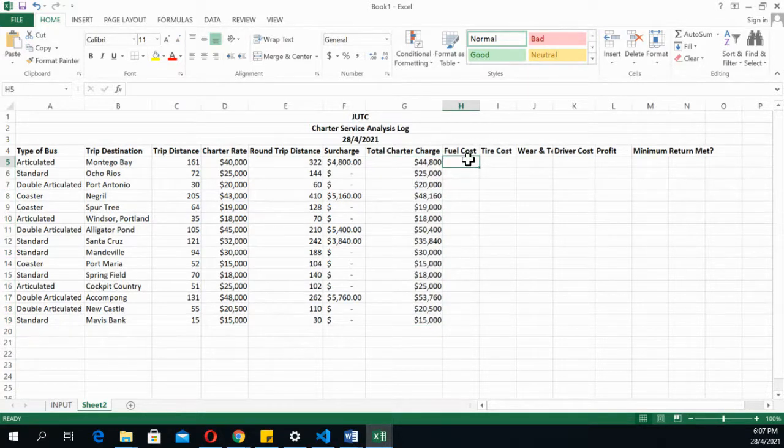Now, fuel costs. How did it tell us to work out fuel costs? What's the formula for fuel costs? Just look quickly upon the document and tell me the formula for fuel costs.